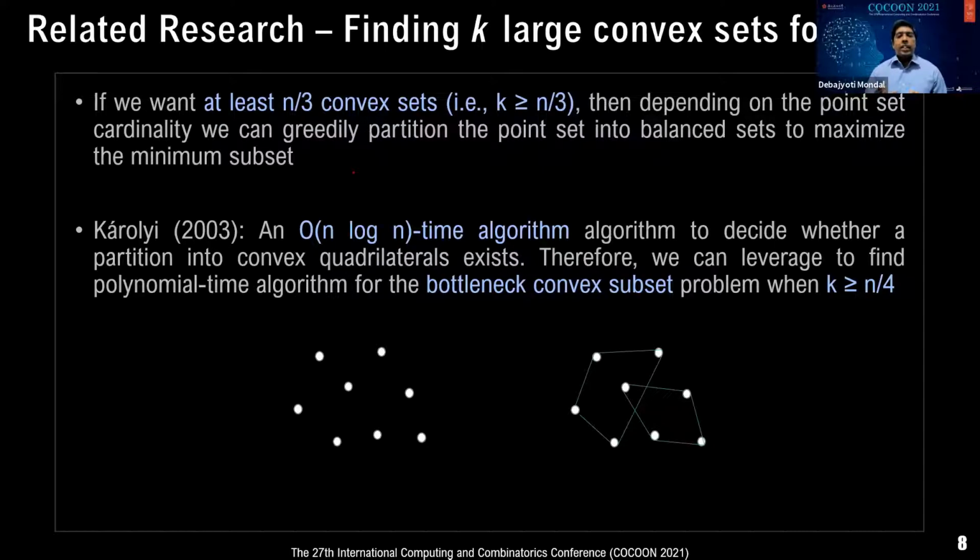But as soon as K goes to n over 4, the problem becomes non-trivial. Kahn showed that there is an n log n time algorithm that, given n points, can partition the point set into sets of 4, and those sets of 4 are convex quadrilaterals. The algorithm can decide whether this is possible or not.